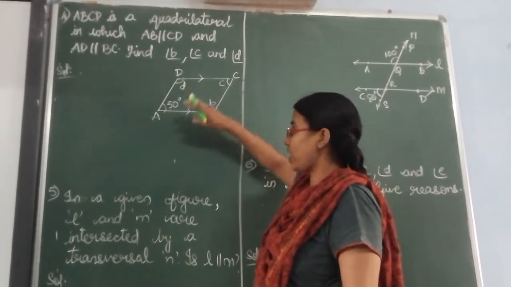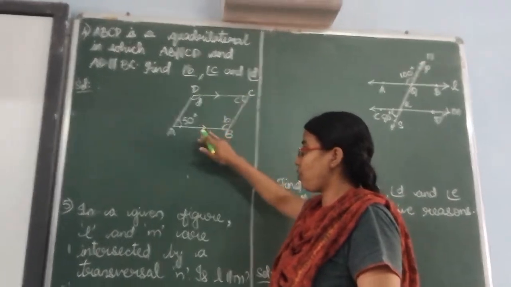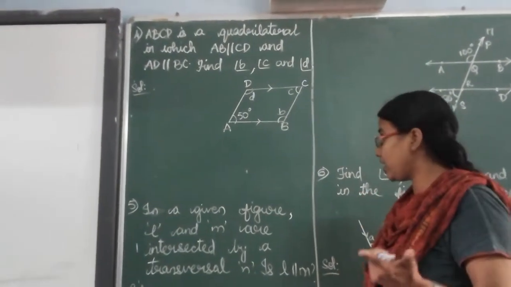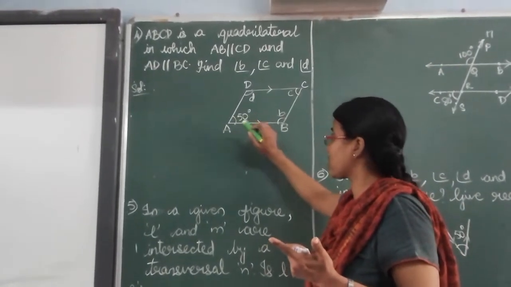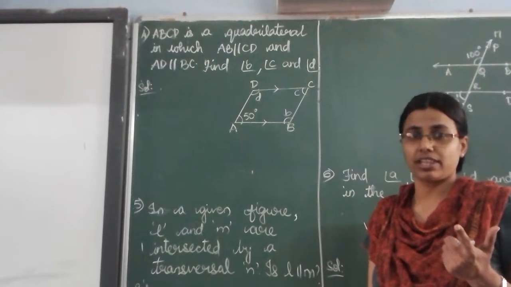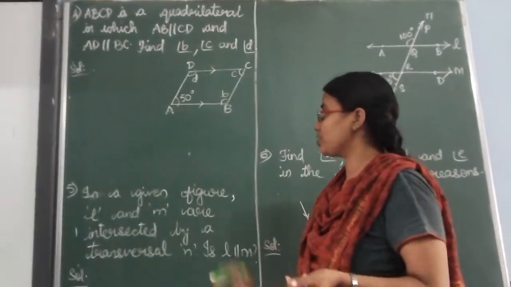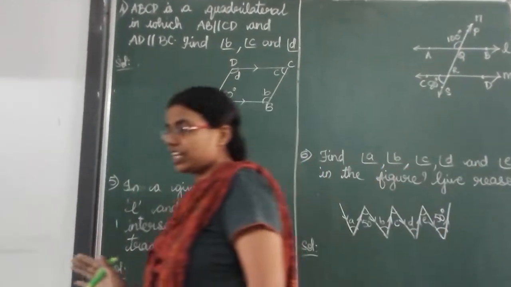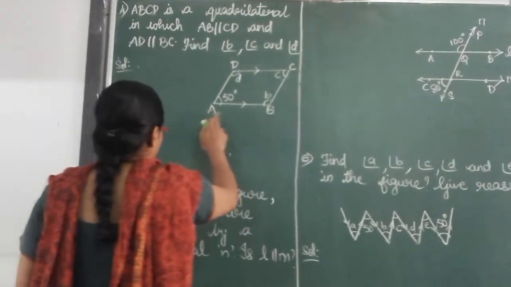When each pair of opposite sides are parallel to each other, it is a parallelogram. Then opposite sides will be equal, opposite angles will be equal to each other, and the last point is that the sum of consecutive angles will be equal to 180 degrees, or it is supplementary. So let us start solving this.